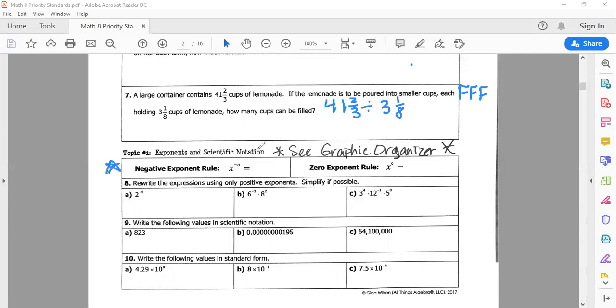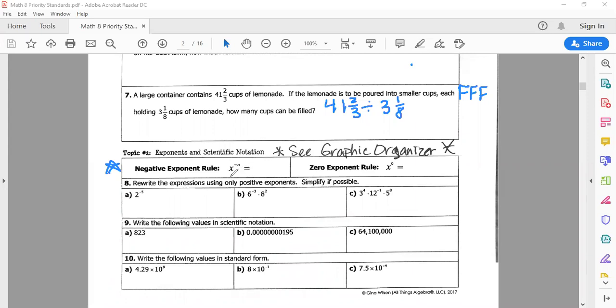Okay, so now let's look at your graphic organizer at the front. That has the rules for exponents on it. So let's look here. This is really important for Algebra 1. You have to be able to do this in Algebra 1.